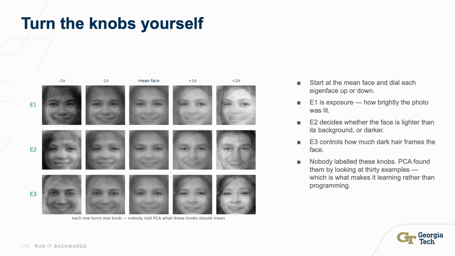Run it backward. Instead of measuring a person's amount, choose the amount yourself and see what comes out. Start at the mean face and dial each eigenface up and down. E1 is exposure, how brightly the photograph was lit. E2 decides whether the face is lighter than the background or darker. E3 controls how much dark hair frames the face. Nobody labeled those knobs. Nobody told the method that lighting exists. PCA found them by looking at 30 examples, and that is what makes this learning rather than programming.